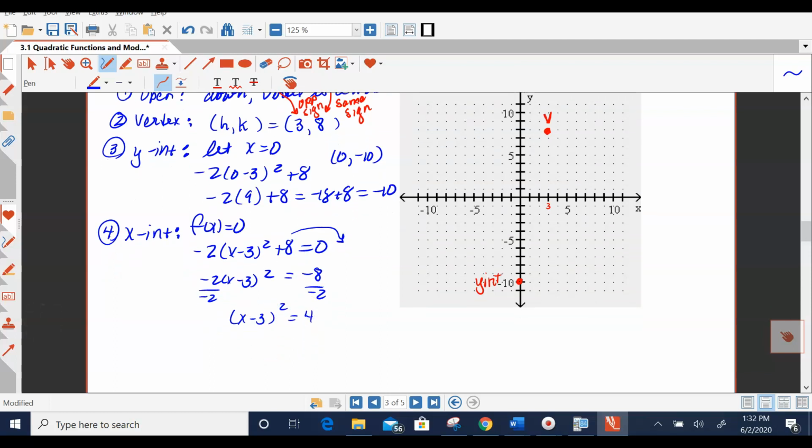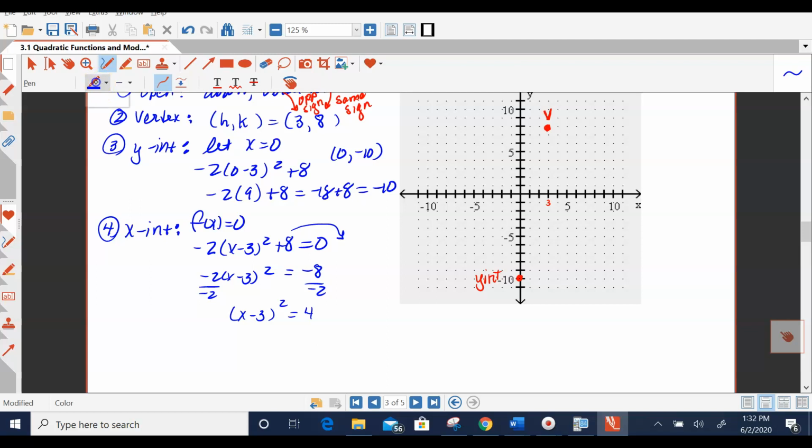And then to get rid of the square, I would need to square root both sides. And when I square root both sides, I got to remember to put in the plus or minus. Okay, so the square and the square root cancel. I have x minus 3 equal positive and negative square root of 4, which is just 2.